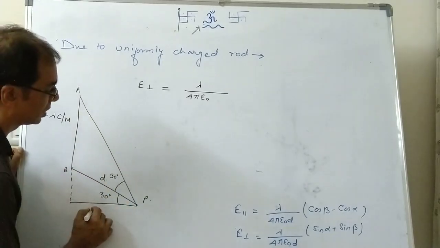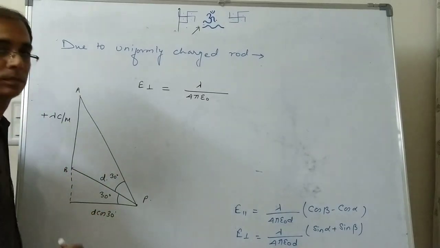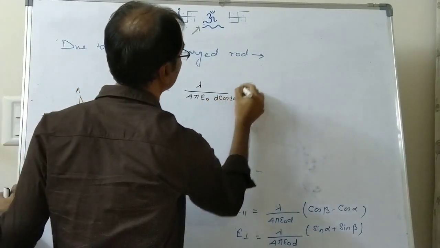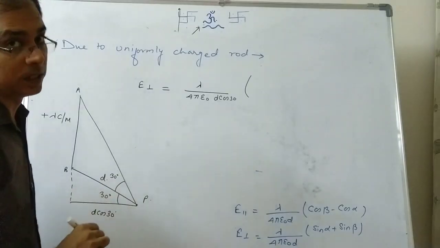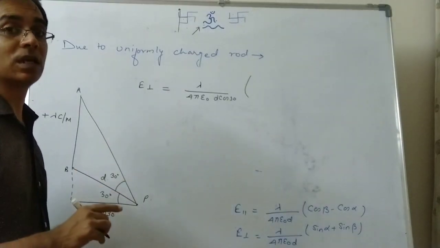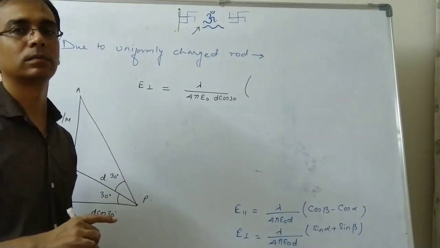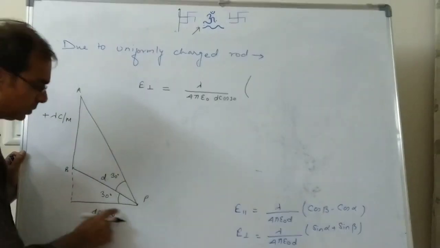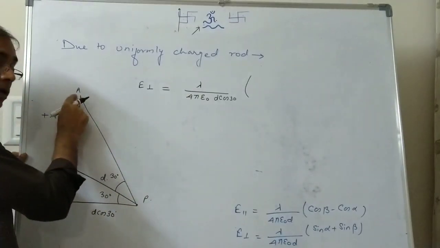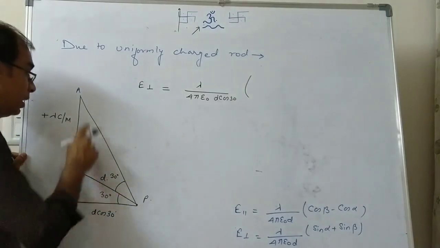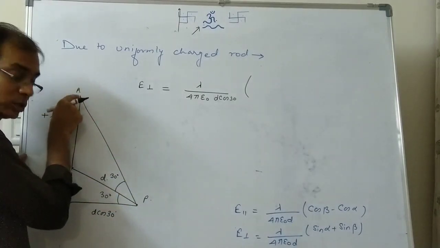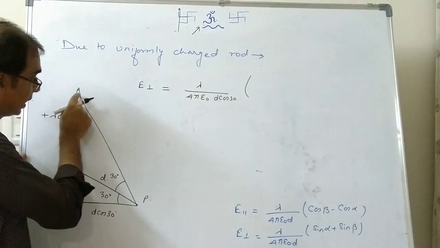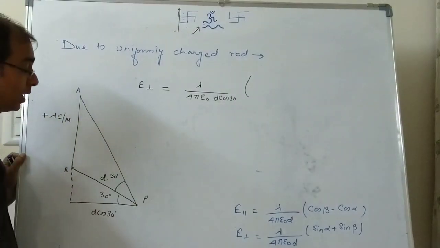So if this is D, then what is this? This is D cos 30. So what I'll write over here is D cos 30. Then I require alpha and beta. What is alpha? Alpha is the angle of the topmost point from the perpendicular distance. This is the perpendicular, and this is the top end. So with this perpendicular, what is the angle made by the line joining the top end A with P? 60 degrees. So alpha is 60.